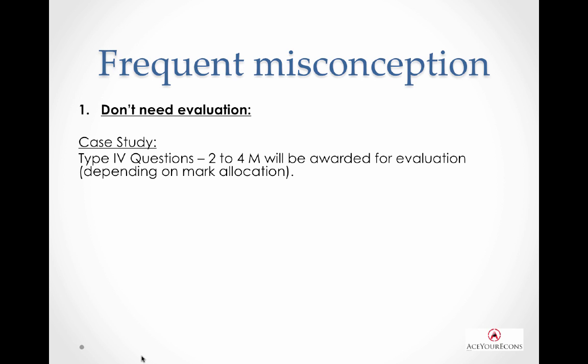Your case study, type 4 questions, there will be 2 marks to 4 marks allocated to evaluation. Normally you have two type 4 questions. The lower weightage one will be 2 marks, the higher weightage one will be 4 marks. So on average there will be 6 marks out of 30 marks awarded to evaluation. If you work out 6 out of 30, it is actually 20%.